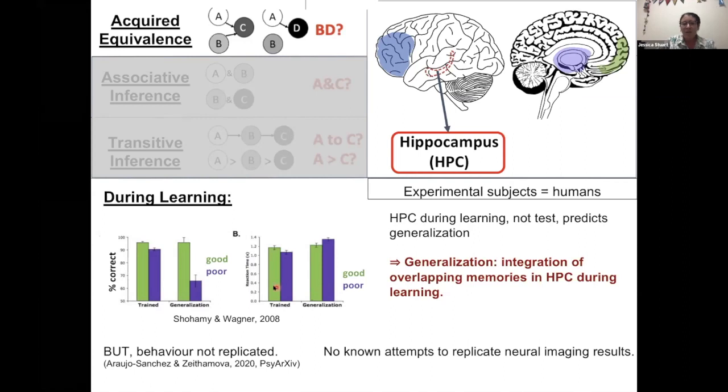So there's already some controversy just within the same paradigm here about whether or not the results are replicable. And there are no known results that we know of where they tried to replicate the neural imaging work with this kind of paradigm.